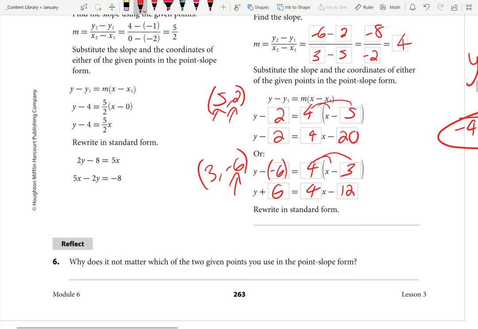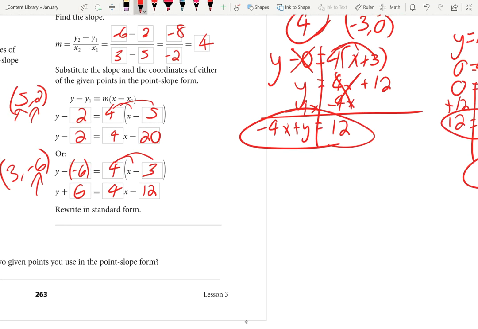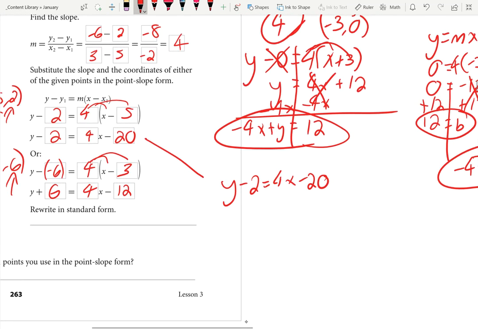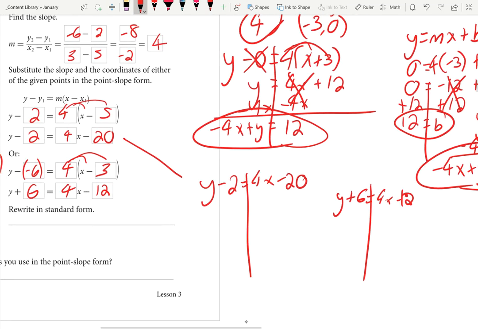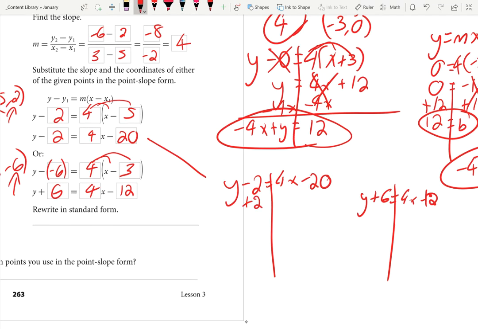Now, either way, both of these equations, which I'm going to write down right now, y minus 2 equals 4x minus 20, which is this one, and the other equation, which is y plus 6 equals 4x minus 12, they should both rearrange into the same standard form equation. So if I do that, let me add 2 on this one to cancel that 2 out. We'll have y equal to 4x minus 18. And so when I rearrange this, I'll subtract the 4x to move it over to the y side. And we have negative 4x plus y equals negative 18.